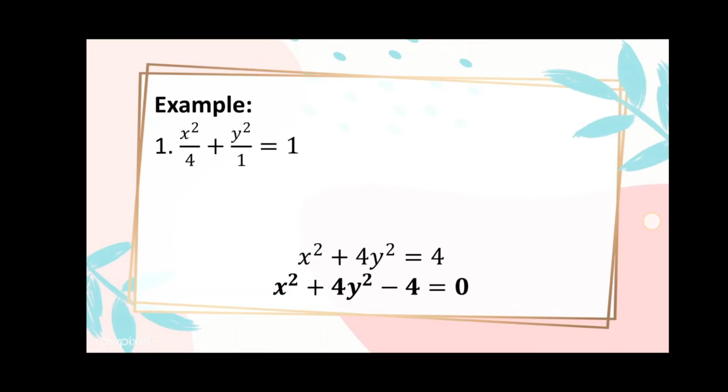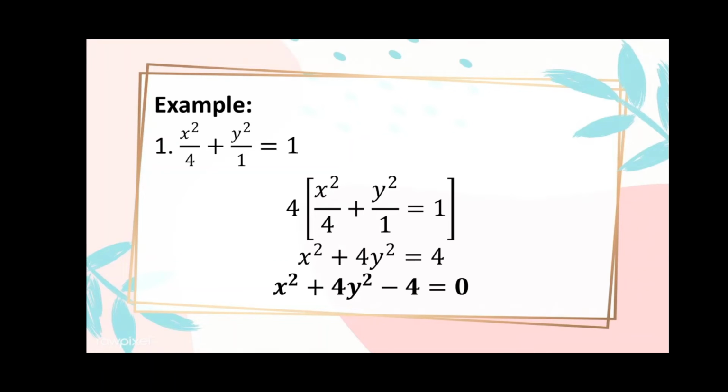For number 1, we have x squared over 4 plus y squared over 1 is equal to 1. In this equation, we know that the LCD of 4 and 1 is 4, of course. Since 4 is the LCD of the expression, you need to multiply the whole equation by the LCD. In applying your knowledge in multiplying this polynomial, we have 4 multiplied by x squared, that is 4x squared, divided by 4, we have x squared.